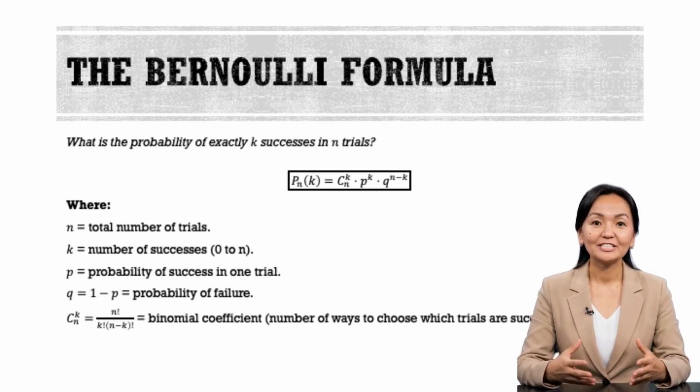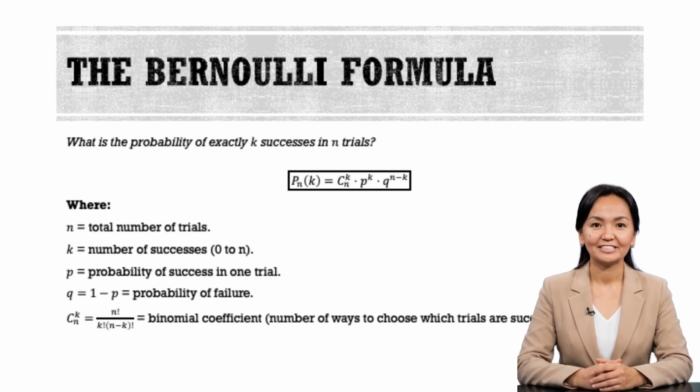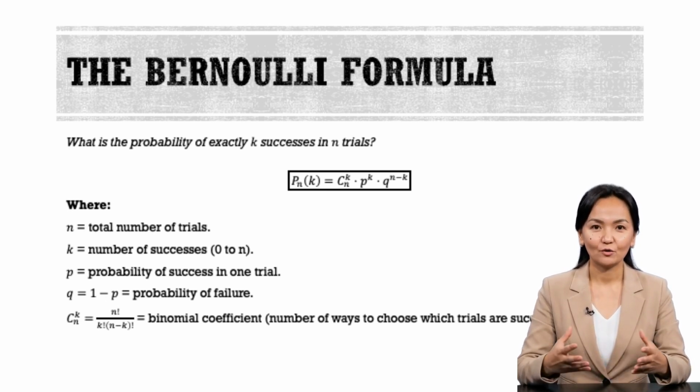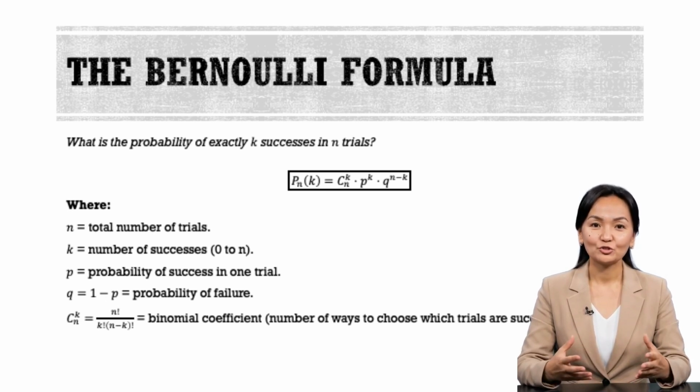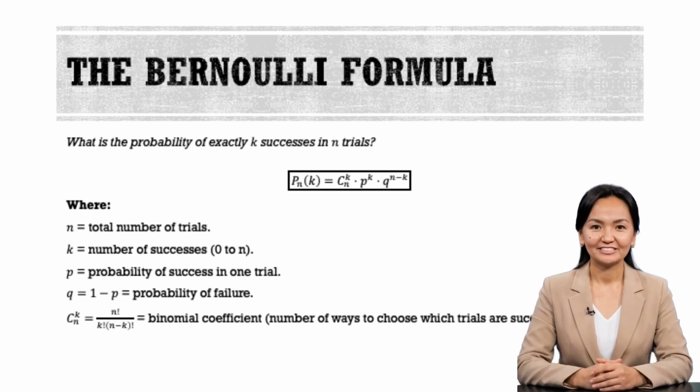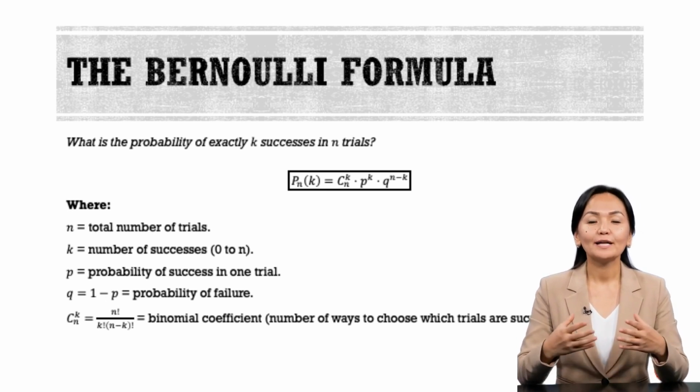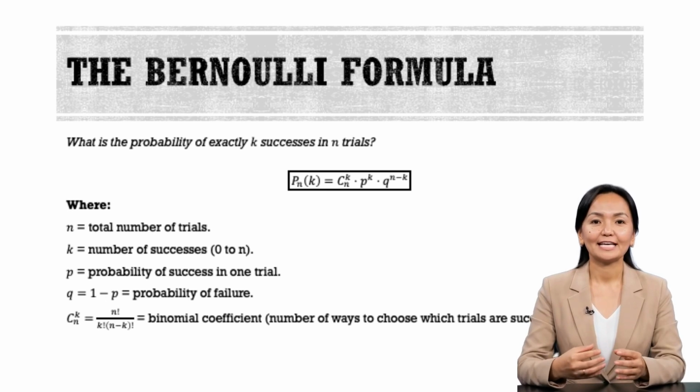Let's break down each symbol. n is the total number of trials. k is the number of successes we're interested in. It can range from 0 to n. p is the probability of success on a single trial, and q is 1 minus p. Finally, C(n,k) is the binomial coefficient, which represents the number of ways to choose which k trials out of n will be successes. This coefficient is calculated as n factorial divided by k factorial times n minus k factorial.